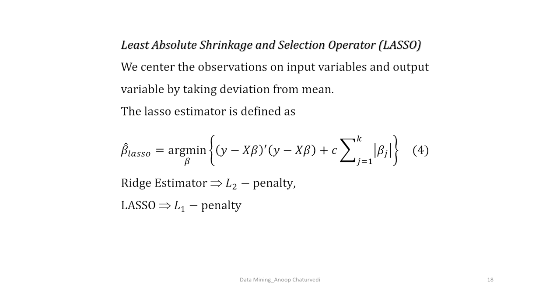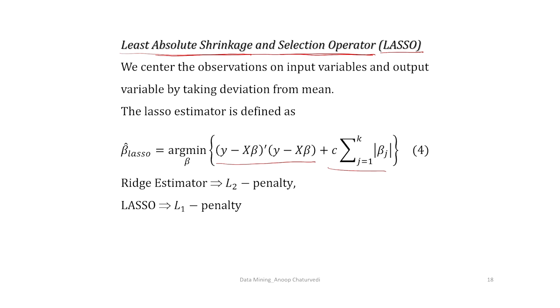So, now we come to the least absolute shrinkage and selection operator, that is, the lasso estimator. The lasso estimator has the ability to select the relevant variables, that is why the word selection is here, selection operator, and it also shrinks the estimators. Again, we center the observations on input variables and output variable by taking deviation from mean, so that the intercept term vanishes. Then the lasso estimator is defined as beta hat lasso equal to argmin over beta of (y minus X beta) transpose (y minus X beta) plus C times summation j equal to 1 to k of mod beta j.